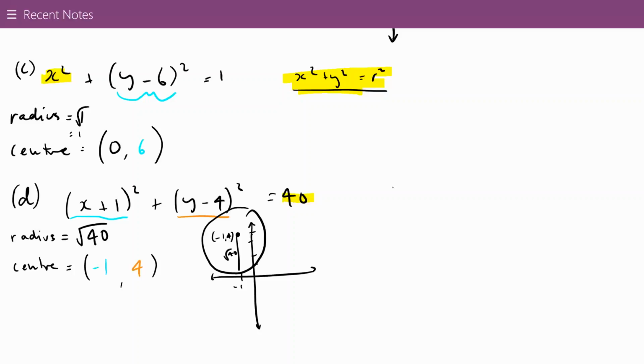Root 40 in your calculator is 6.32. Yep, that's about right. It's about 6.32, but it's a surd. It keeps on going, so we just have to leave it in its surd form, root 40.